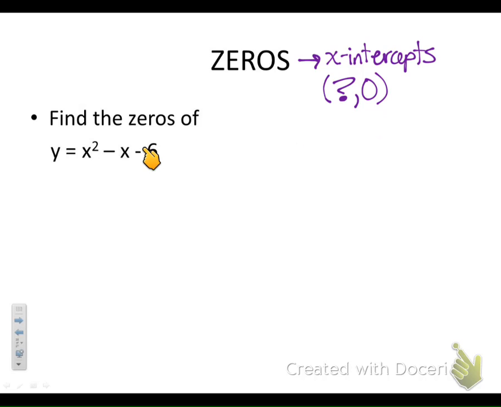With that said, when you see directions, especially in the ACT, if it says find the zeros of an equation, that means your y-coordinate needs to be 0. So let's make that y-coordinate 0. So you go through the process again. I've got to multiply to -6, add, give me -1. You come up with -3 and 2.